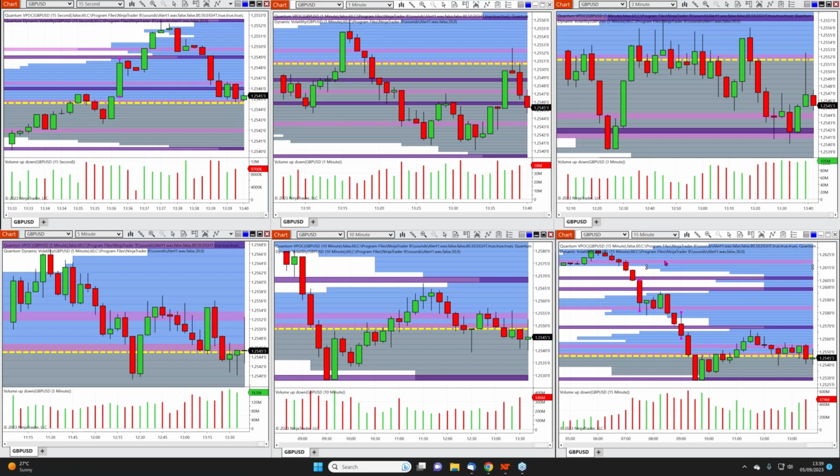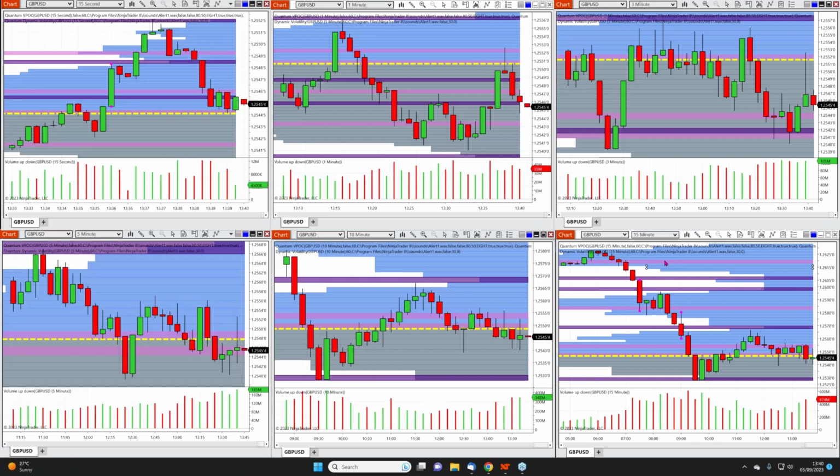The one thing that you notice immediately about this workspace is that there is one indicator that stands out, and that's the yellow dashed line, and that is the volume point of control. What it's telling you loud and clear is that across the time horizons, right the way through to the 15, we are currently trading in a congestion phase around the volume point of control in the various time frames.